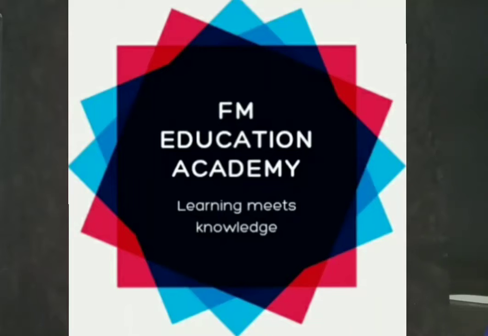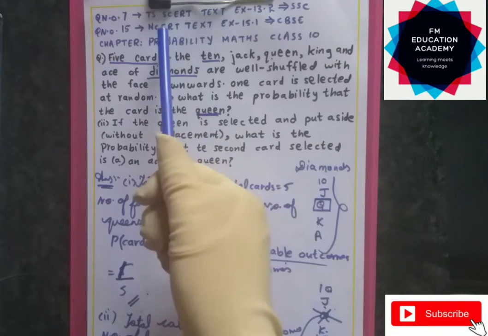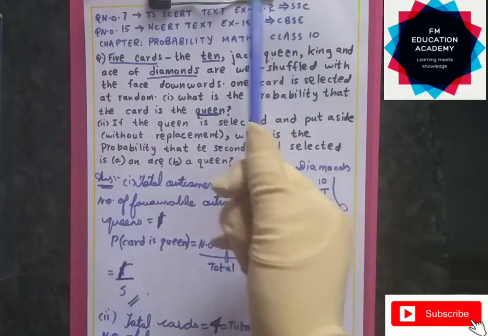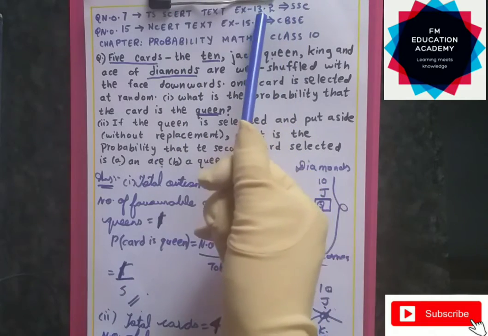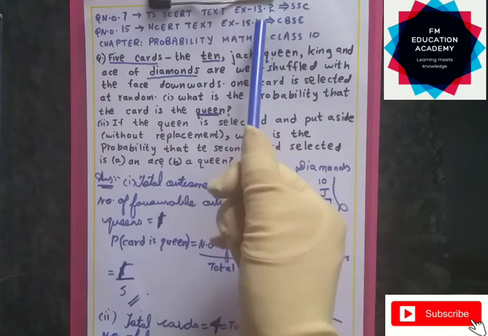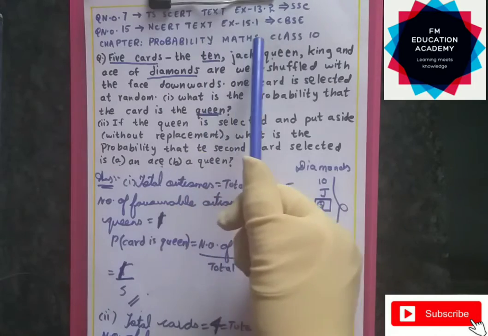In this video lecture, we are going to see a question from the chapter probability. This question is taken from the SCERT textbook as well as the NCERT textbook, that is, it is present for SSC as well as CBSE. For SSC students, it is exercise 13.2, question number 7, and for CBSE students, it is exercise 15.1, question number 15, from the chapter probability, maths class 10.